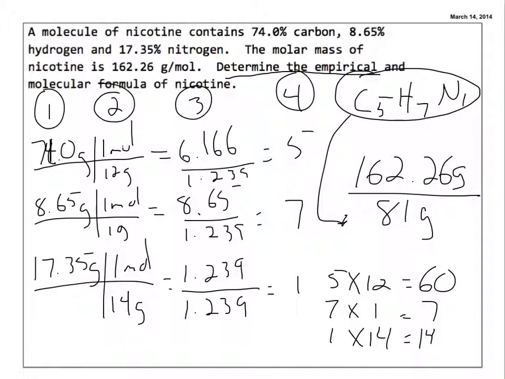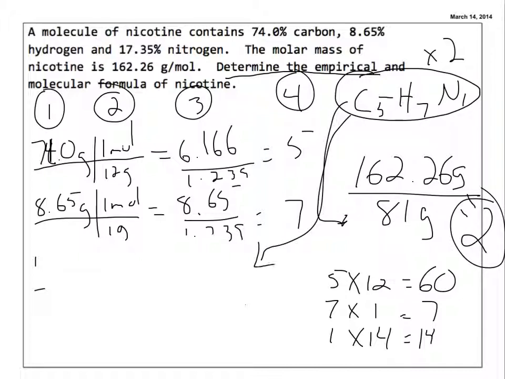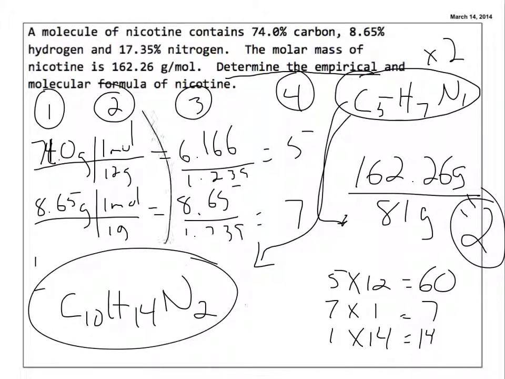So when we do 162 divided by 81, we get 2, which means that the molecular formula is twice as big as the empirical formula. So the molecular formula is taking all the numbers from the empirical formula and doubling them. So down here we're going to have C10, H14, and N2. That is the molecular formula. Okay, so we have two parts of the question, the empirical formula, which is here, and the molecular formula, which is down here.